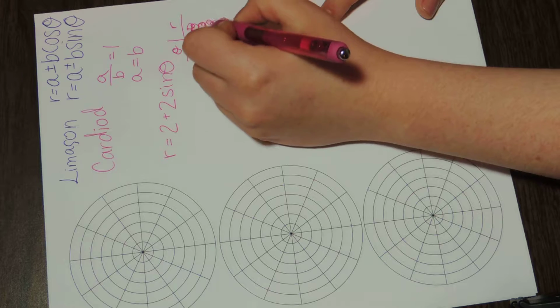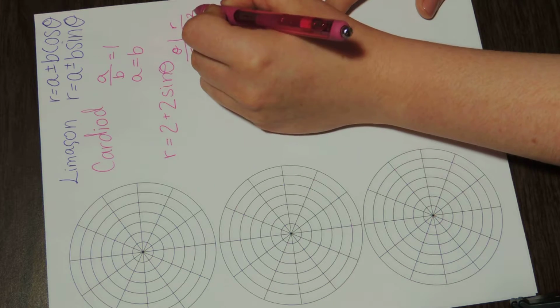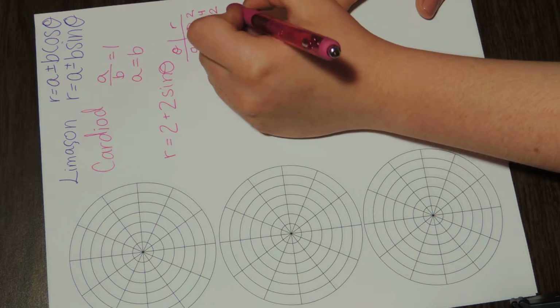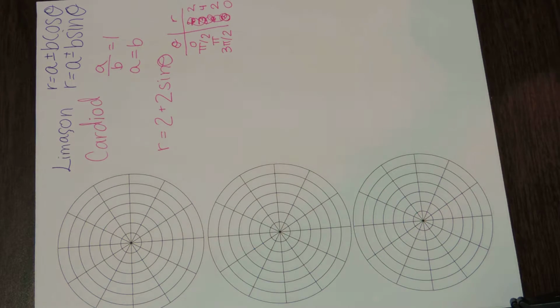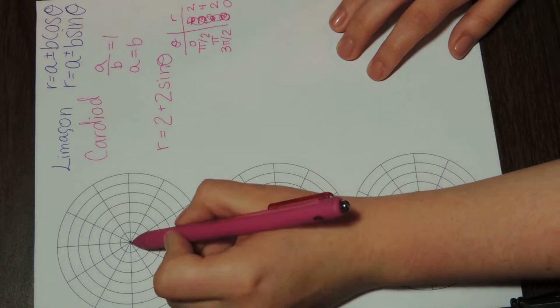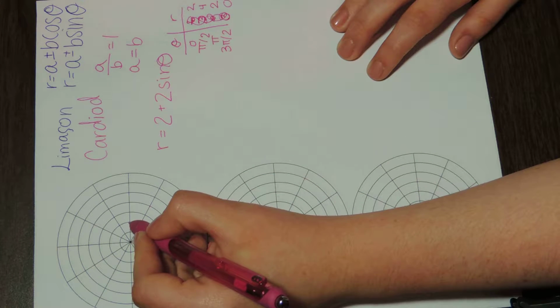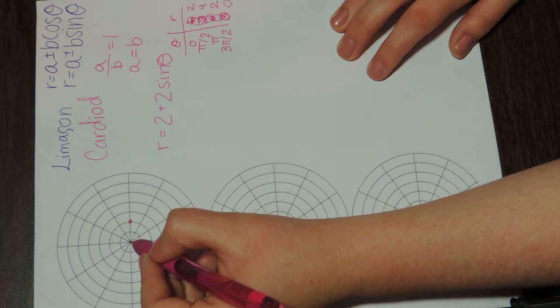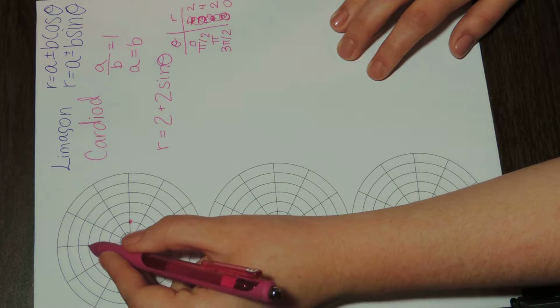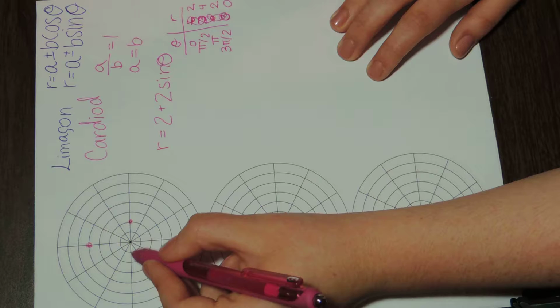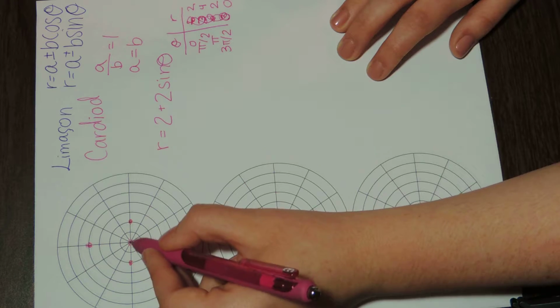Excuse me. I meant to say 2, 4, 2, and 0. Tricked you, didn't I? Anyway, we're going to plot those. So we have 0, 2, 1, 2. We have pi over 2, 4, 1, 2, 3, 4. And then we have 2, and we have 0.